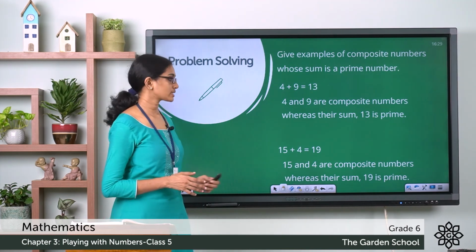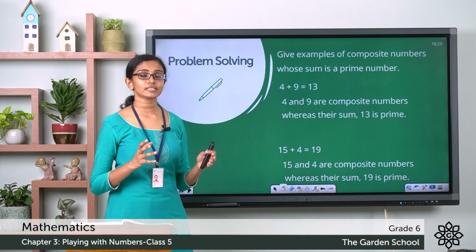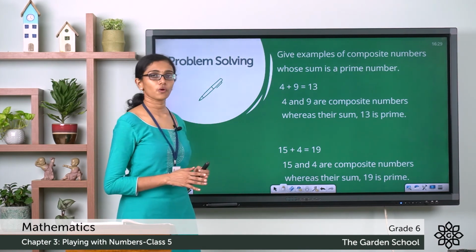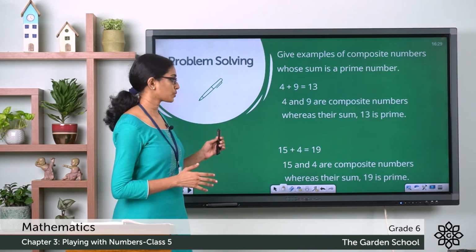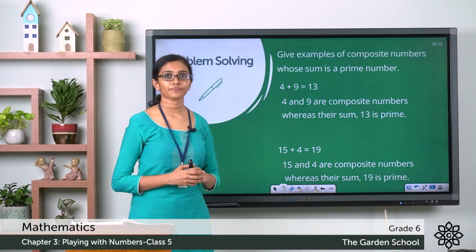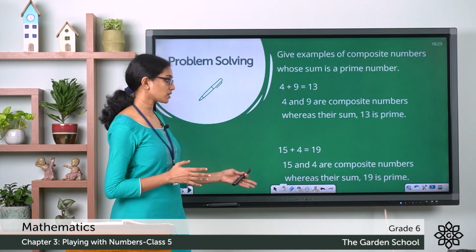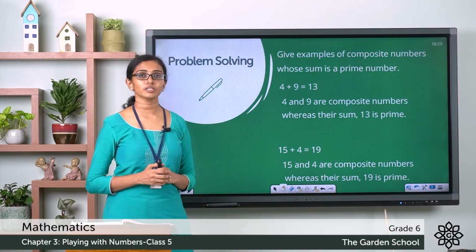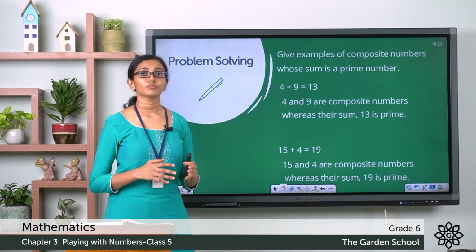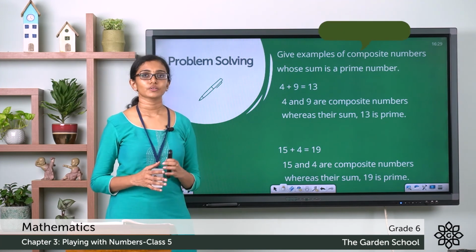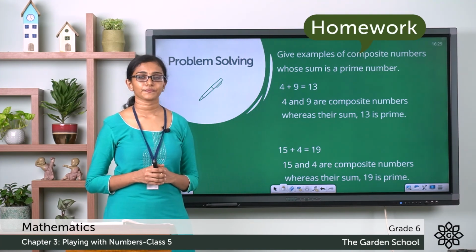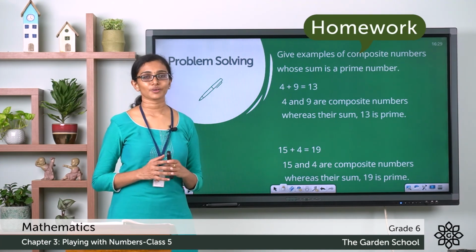Here is one more example, the number 15. It is a composite number. Number 4 is a composite number. You add them and you get 19. And 19 is prime. So it is possible for two composite numbers to have a sum which is a prime number. You think of more examples of this kind and note them down in your notebook.